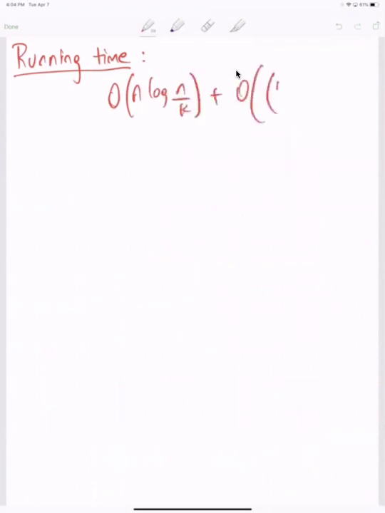So how much time does this algorithm take? Computing the grid, as I said, takes n log of n over k time. And the number of grid points I said was n over k whole square. For each grid point, we computed the smallest disk with that grid point being the center. That takes order of n time. So the second term is the dominating term here, and this will be the running time.